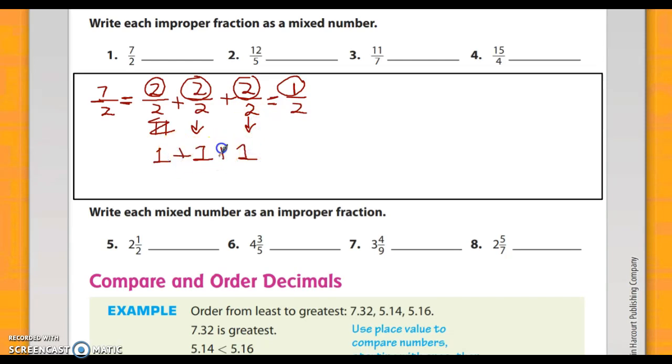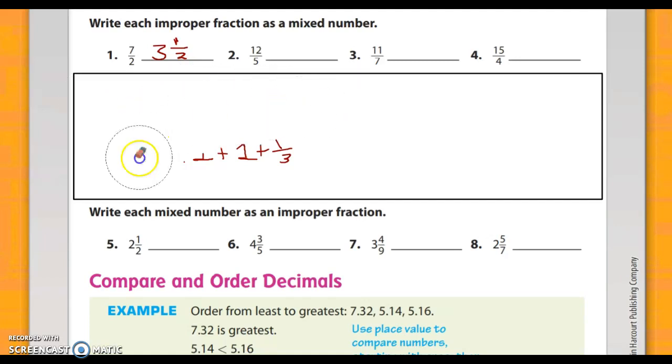So I've got 1 plus 1 plus 1. That's 3 plus another half. So the answer is 3 1/2. Sorry if that handwriting is a little bit too messy. I'll clean it up here. I'm going to rewrite that one too. Make sure it looks like 3 1/2.